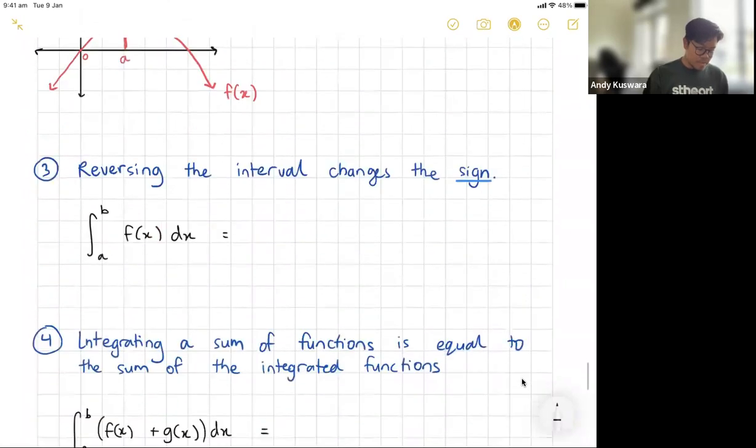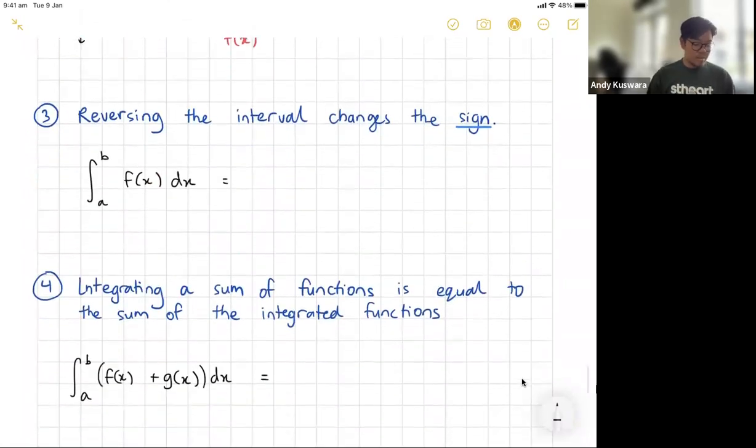All right. Now, here's one that I've seen a little bit in the HSC. Now, if you reverse the interval, it changes the sign. Now, when I talk about sign, I'm talking about positive or negative. All right, that's what I mean by sign. Okay, so reversing the interval changes the sign.